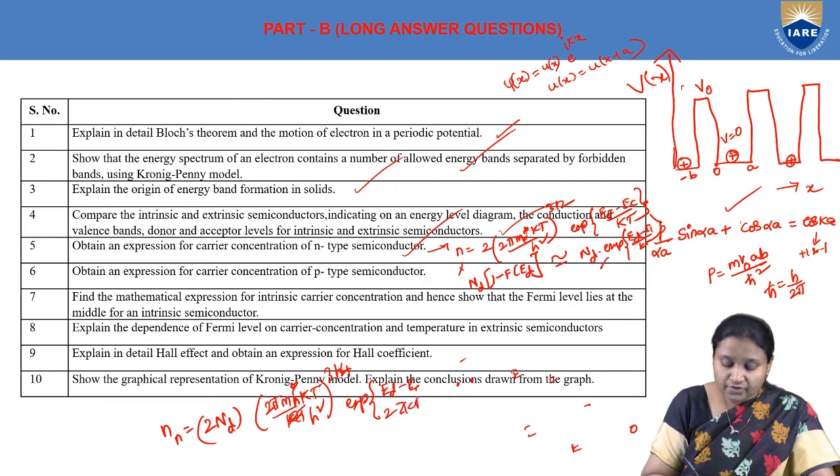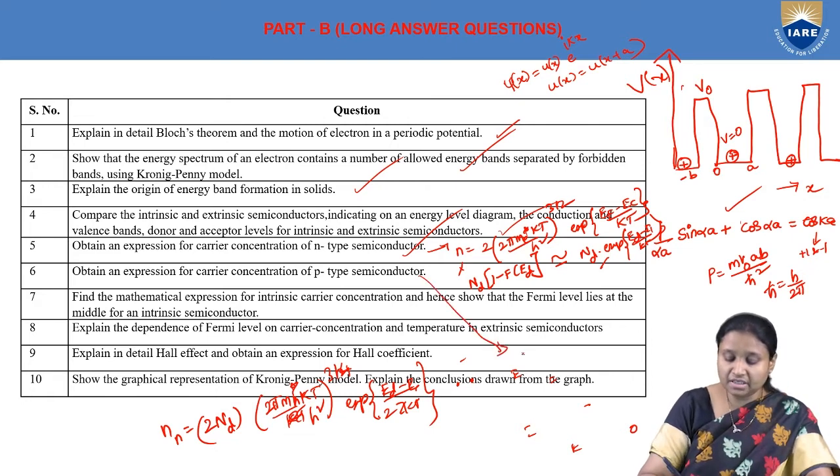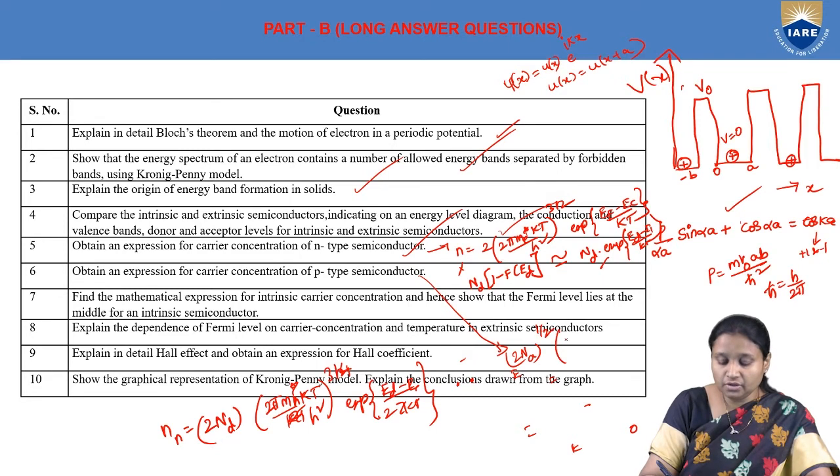So similarly for holes also we'll do it. And what is the expression we are going to get for p-type semiconductor? It is taken as (2 Na)^(1/2) into (2π mh* kT/h²)^(3/4) exponential. Here in this case, it will be (Ev − Ea)/2kT.